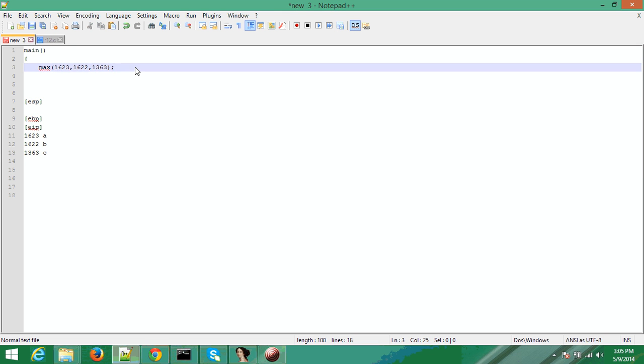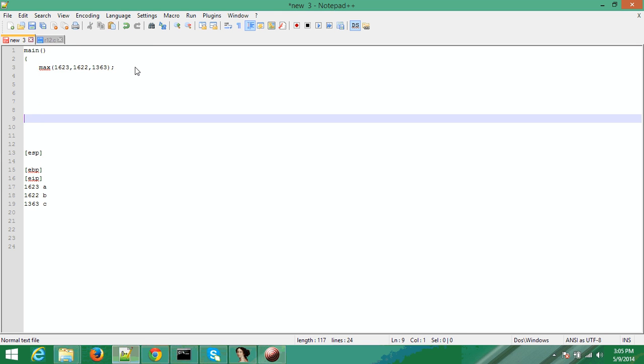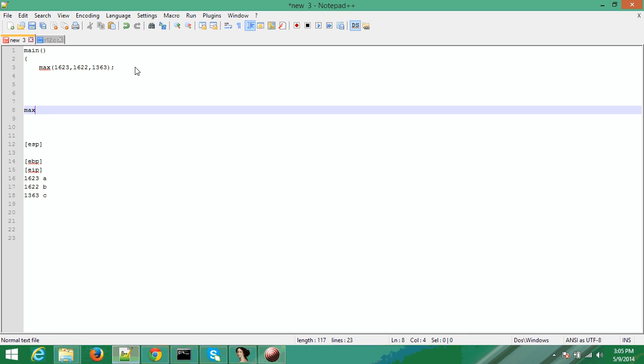This is so far what we have identified about main. Let's go to the max function now and try to decipher. So it takes three integers, as far as we know. Let's call them int a, int b, and int c. So this is int a, this is int b, and this is int c.